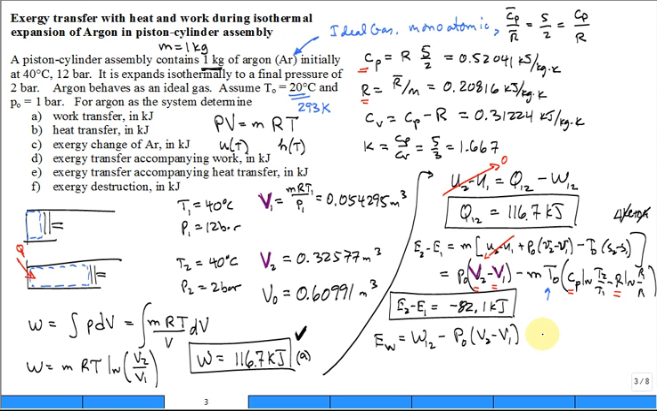So we find that the useful exergy transfer accompanying the work is actually 89.6 kilojoules. That's the amount of work that could have been used to lift a weight in a gravitational field. The 27 or so kilojoules that is pushing back the atmosphere is not useful. Okay, how about the exergy transfer accompanying the heat transfer?